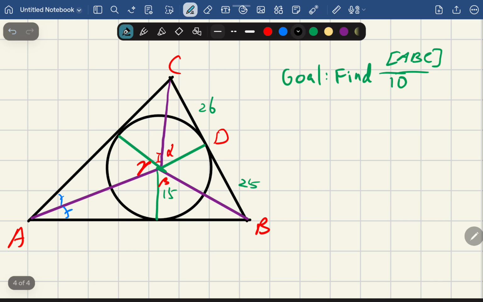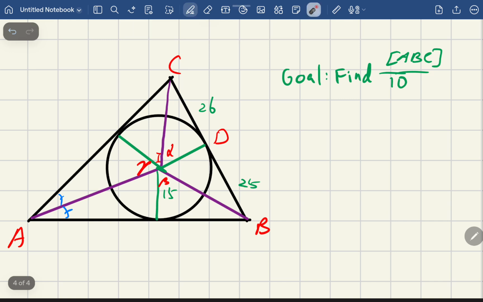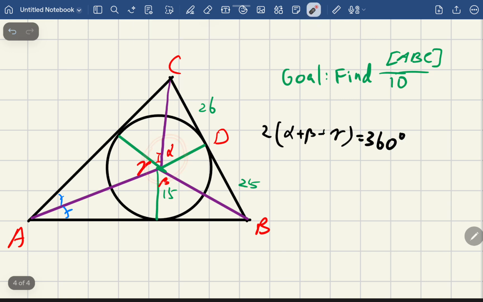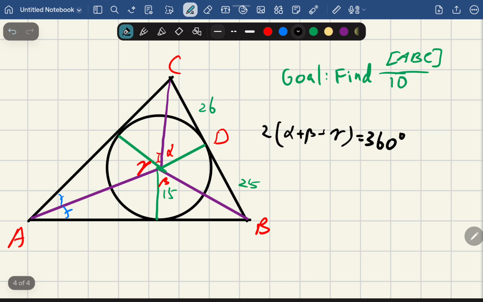So what do we know? Well, if this is alpha, this is beta, and this is gamma, and we also have this is alpha because here these 2 are equal. This is beta because these 2 are equal, and this is gamma because these 2. Then 2 times alpha plus beta plus gamma is 360 because that's the whole thing. Alpha plus beta plus gamma is then equal to 180.